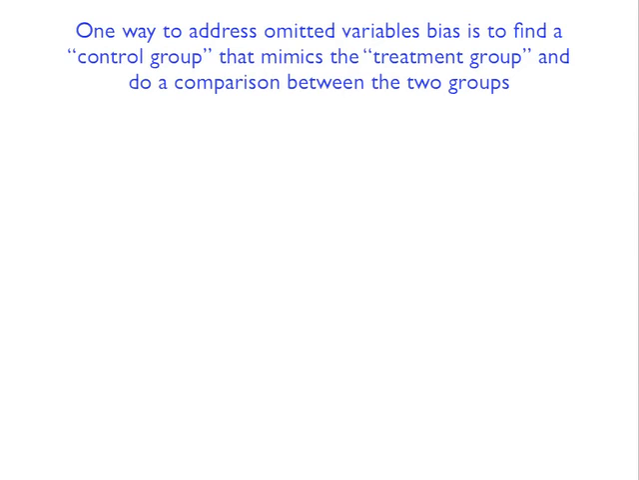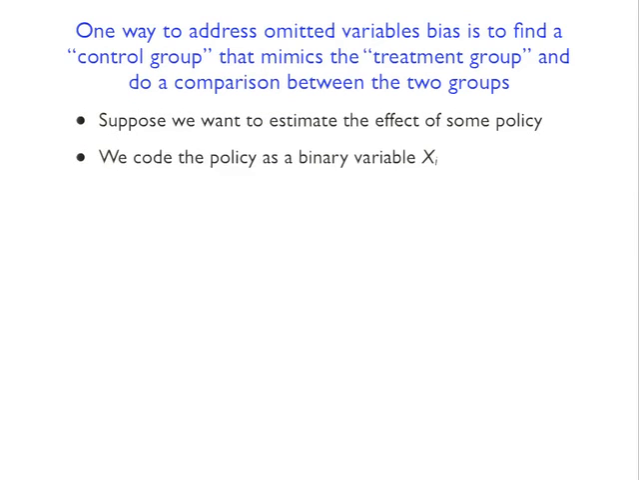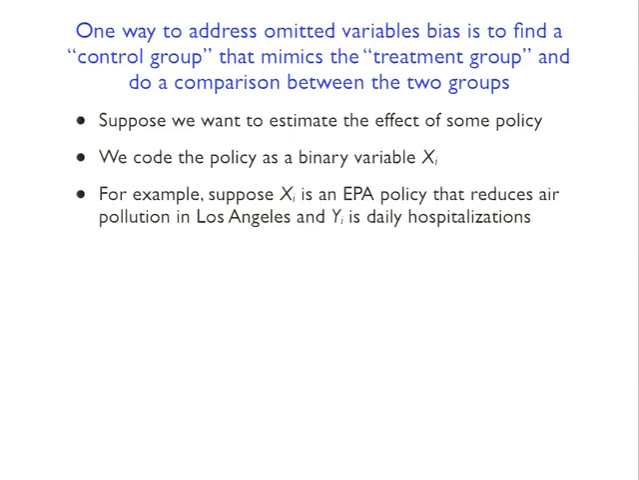Where you often see this method come up is when researchers are trying to estimate the effect of some policy. So let's say that we code this policy as a binary variable, x. To make our example more concrete, let's suppose that x is an EPA, Environmental Protection Agency, policy that reduces air pollution in Los Angeles. And let's say that the outcome that you're interested in is, again, daily hospitalizations.